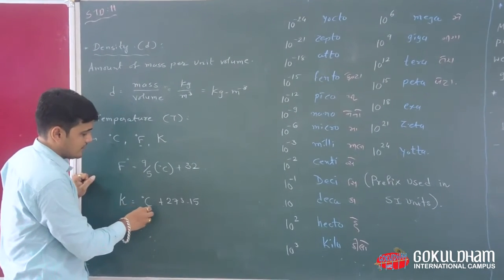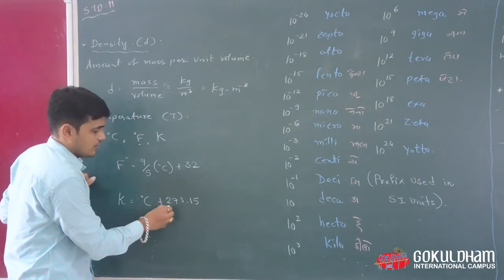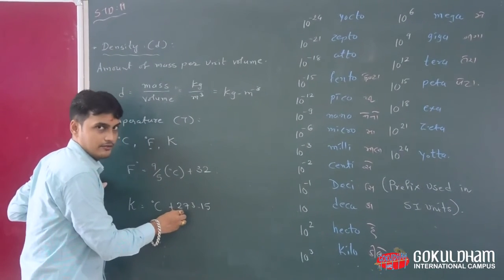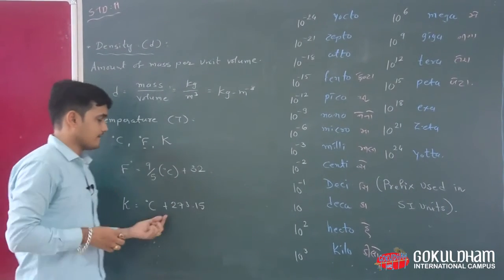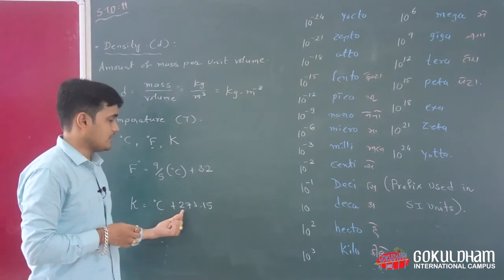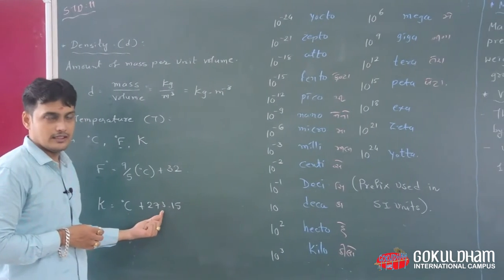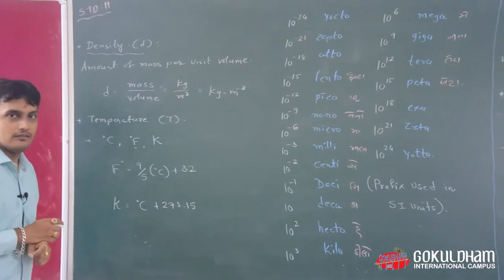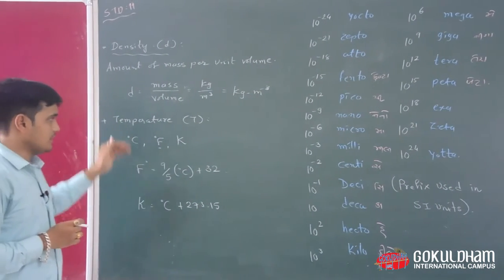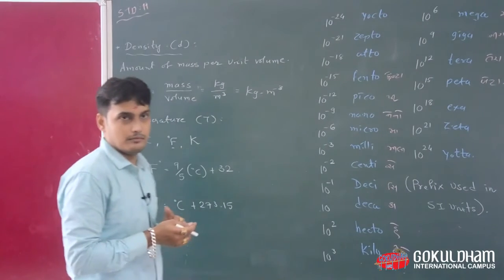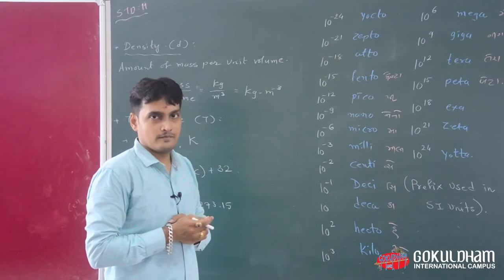Kelvin is calculated as degree Celsius plus 273.15. You have to add 273.15 into the Celsius value. Now, these are the SI units and measuring of a physical quantity.